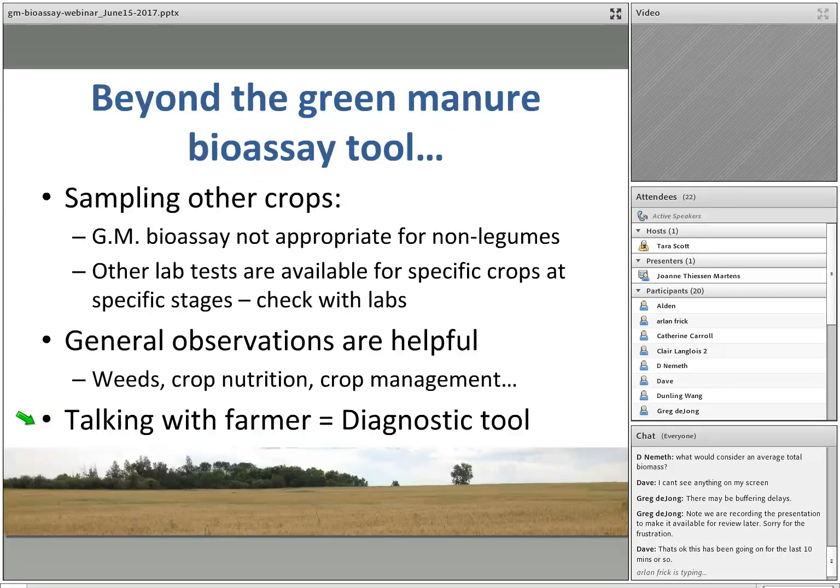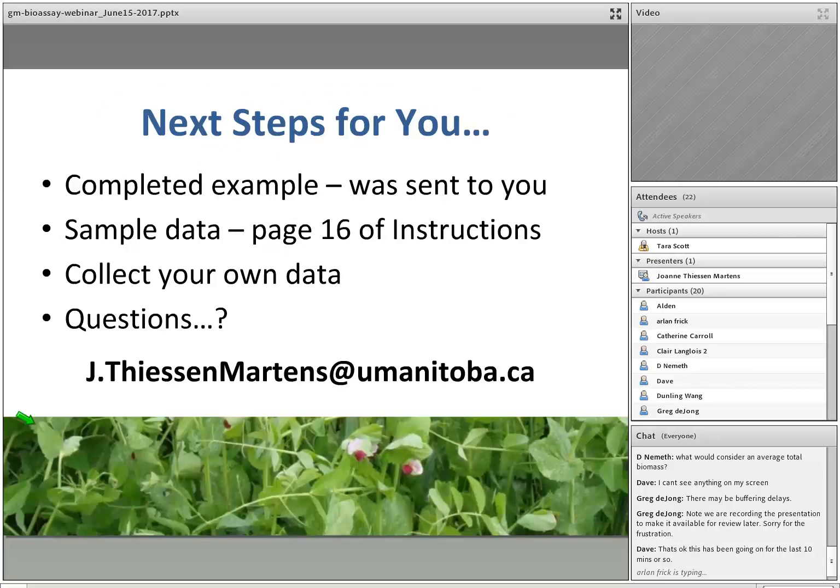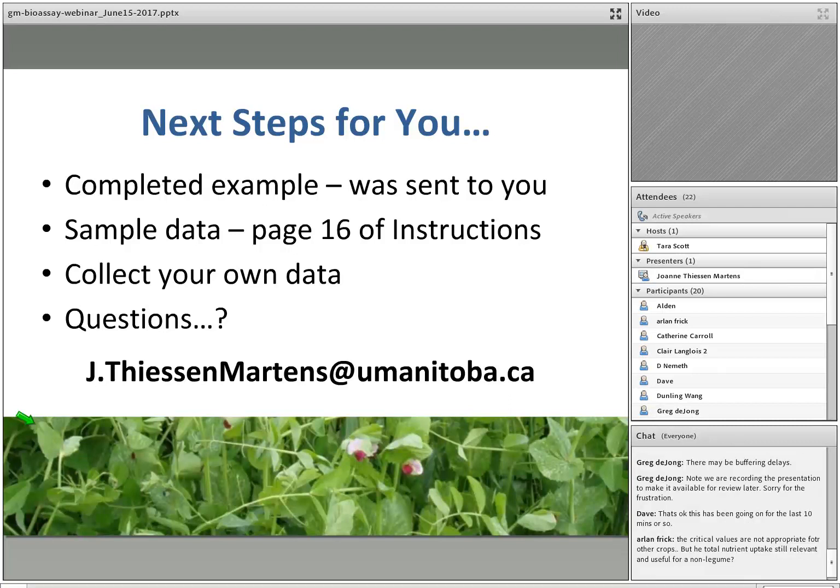Okay, so next steps for you, if you are wanting to get involved in using this tool, and especially if you're working with farmer clients, is to take a look at the completed example, especially if this is your first year on this. If you want to run through an exercise of actually entering some data, there's some sample data available on the very last page of the instructions document. And then I encourage you to get out there and collect your own data on farms.